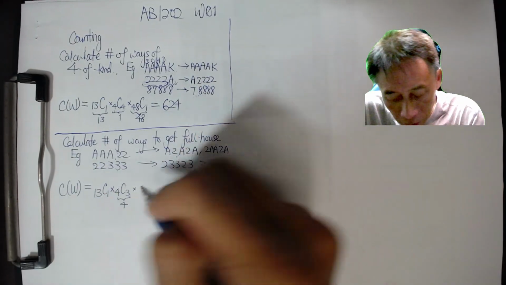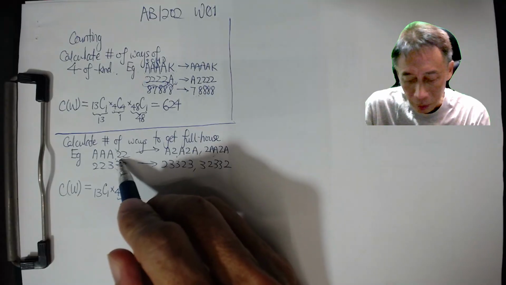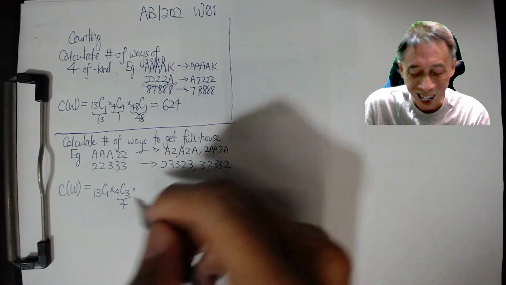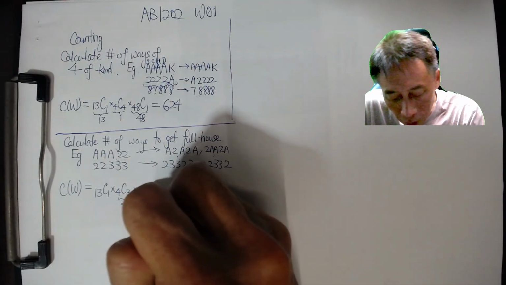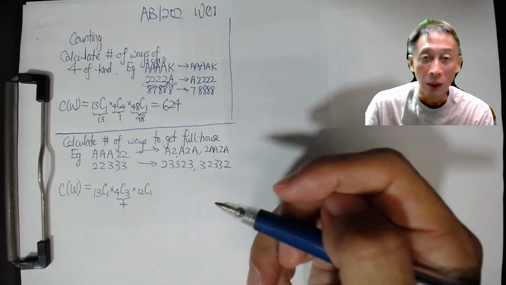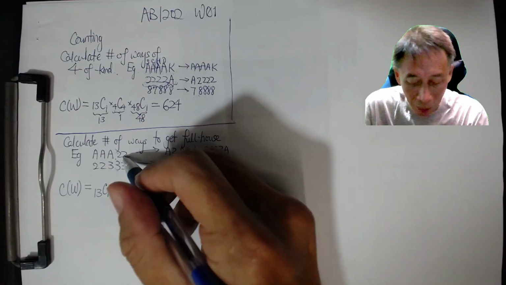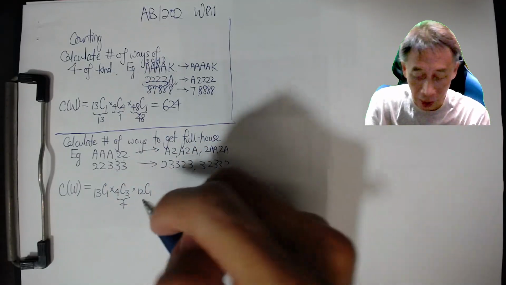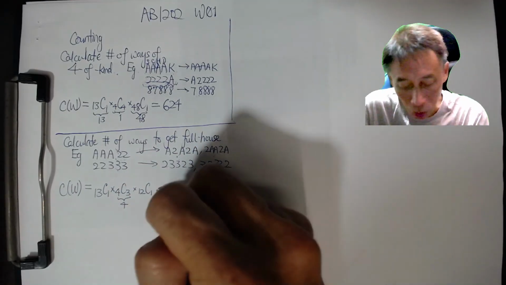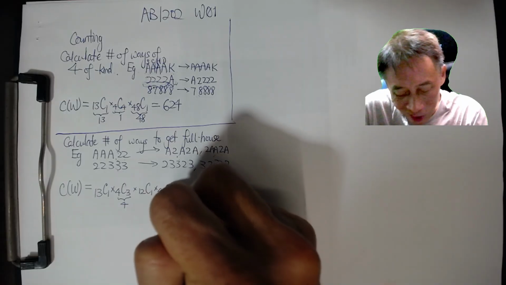Okay, and then we need to fill up the pair now. So we have 12 ways to choose the number, right? And once we have chosen the number, let's say 2, there are 4 cards that belong to this number. So now we have 4 cards, but we choose 2.